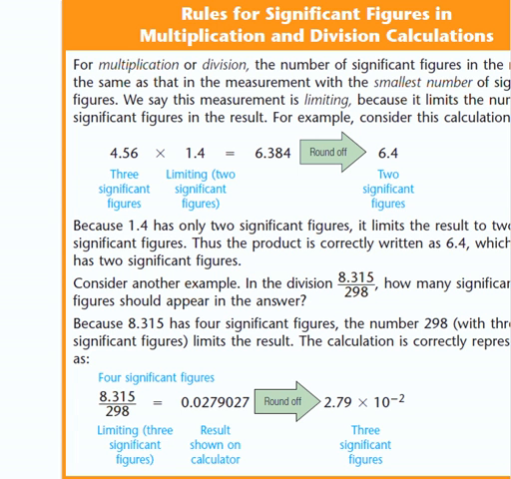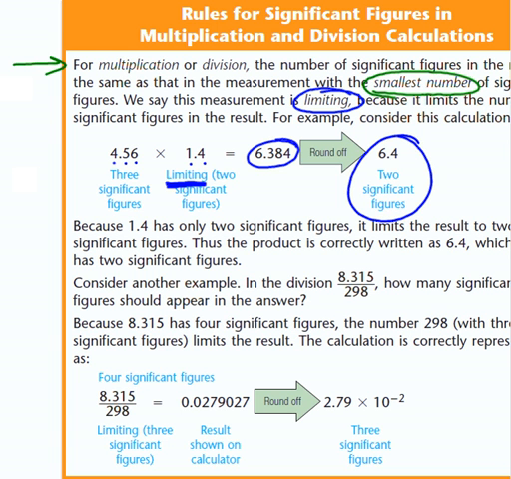For multiplication or division, the number of sig figs is the same as the measurement with the smallest number of sig figs. Another way we call it is the limiting number of sig figs. For example, here I have 3 sig figs, but I multiplied it by a number with 2 sig figs. When I put it in the calculator, I'm actually going to get 4 sig figs. But because 2 is the limiting number of sig figs, how I round it needs to have 2 significant figures.